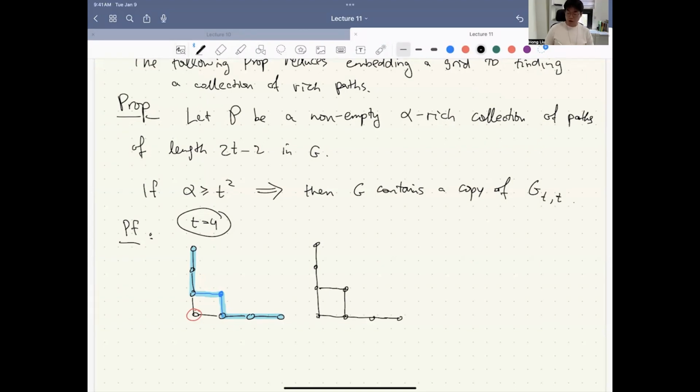We have this graph now, right? Now I replace this vertex. I know that there exists a path. So which path do we apply it to? We apply it to this path. This path is in our collection P, right?